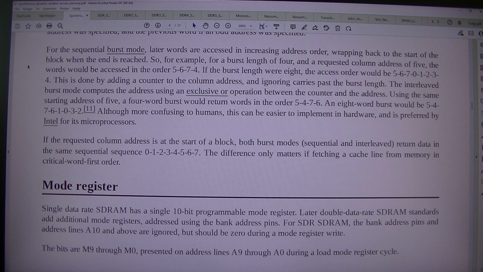So, for example, for a burst length of 4, and a requested column address of 5, the words would be accessed in the order 5-6-7-4.